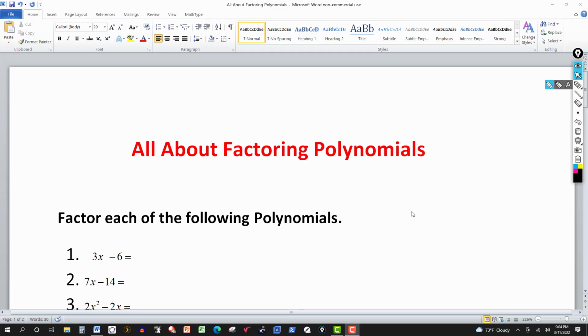As the title states, it's all about factoring polynomials. The focus will be on binomials, which is a polynomial of 2 terms, and trinomials, polynomial of 3 terms. And there'll be a few where we have grouping involved, so we'll have more than 3 terms. But for the most part, it'll be binomials and trinomials.